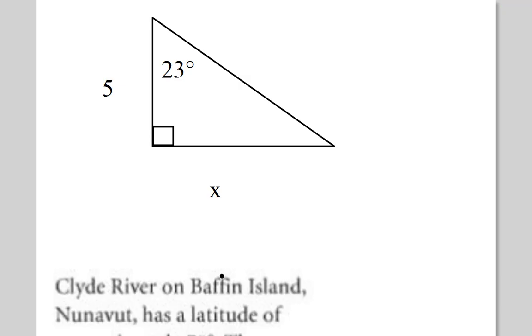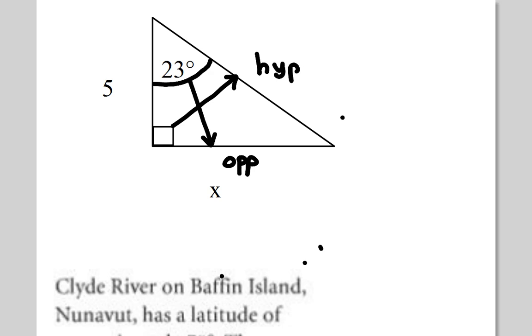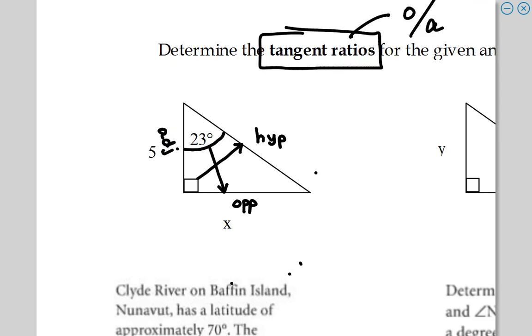Which angle am I interested in? 23. Therefore, x is going to be labeled OPP. And find that 90, go straight across, that's the HYP. Notice nothing is up there. I don't know what HYP is. That's why I'm going to use the tangent. I fill ADJ because that's the last spot to fill, and now I can find the tan ratio.